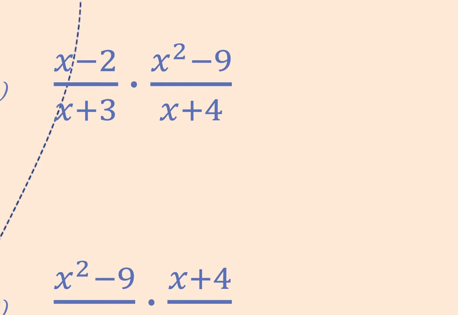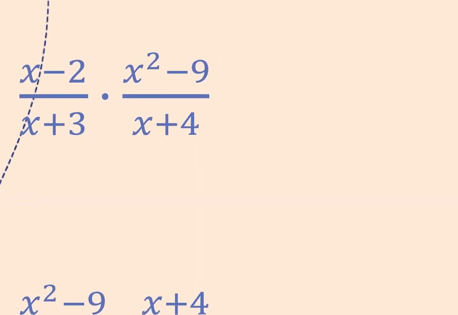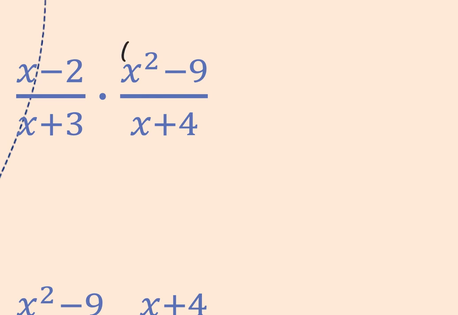Then I go to x plus 3. Can that be factored? No. Then I go to x squared minus 9. Can that be factored? Yes, that's called what? Difference of 2 squares. So this would be x plus 3 and x minus 3. And then the bottom right, can that be factored?